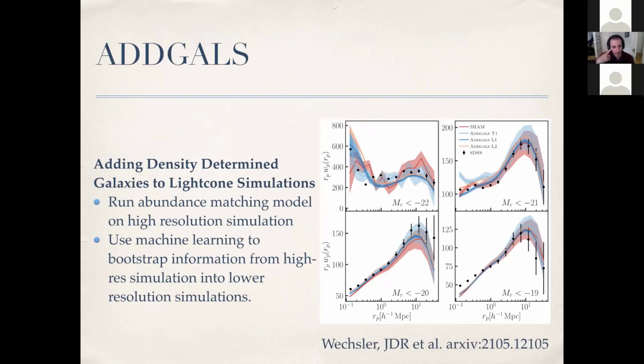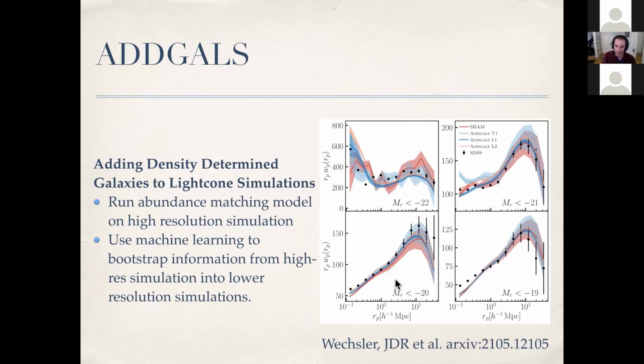Something called ADGALS, which stands for Adding Density Determined Galaxies to Light Cone Simulations. So the idea behind this model is we run that high resolution, expensive galaxy formation model that I was talking about previously. And then we can use a machine learning model to bootstrap the information from that high resolution simulation in order to populate lower resolution simulations with galaxies that have those correct correlations that I was talking about.